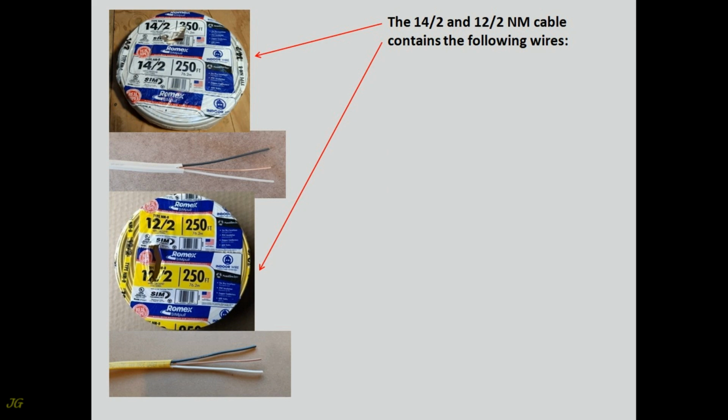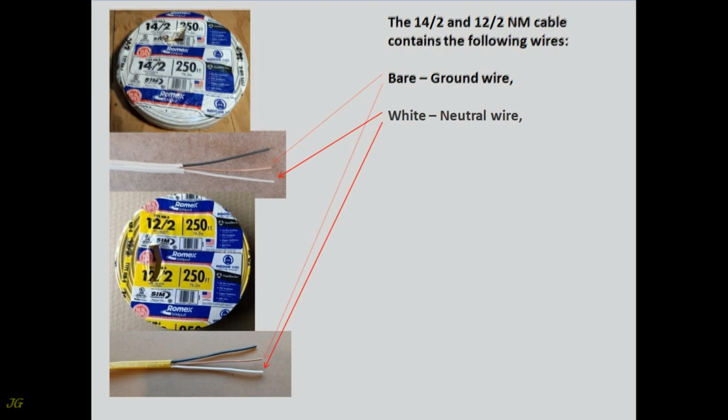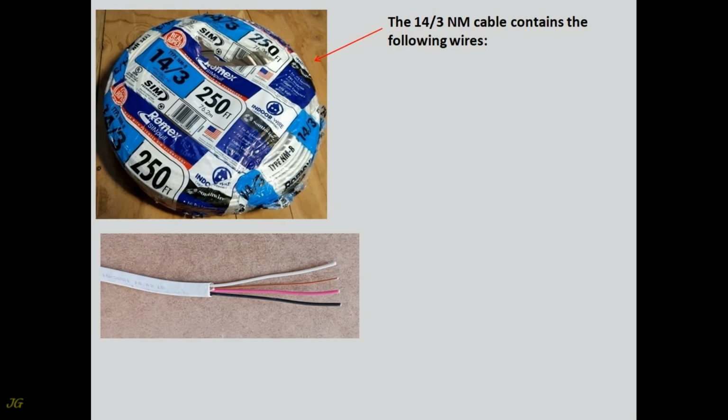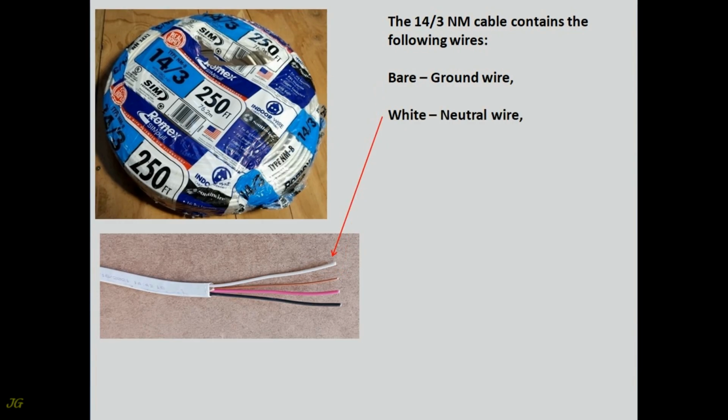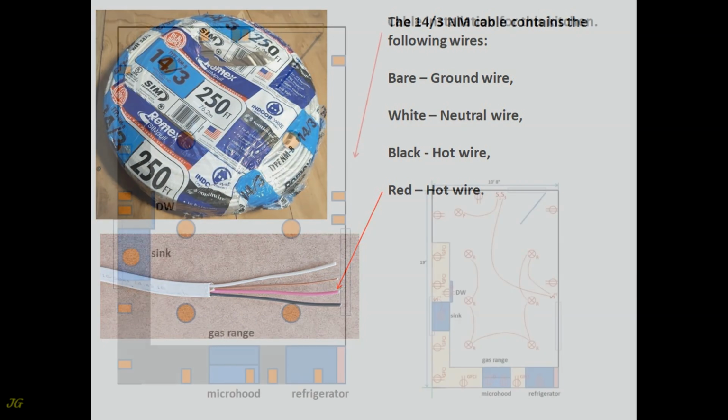The 14-2 and 12-2 NM cable contains the following wires: bare, ground wire; white, neutral wire; black, hot wire. The 14-3 NM cable contains the following wires: bare, ground wire; white, neutral wire; black, hot wire; red, hot wire.